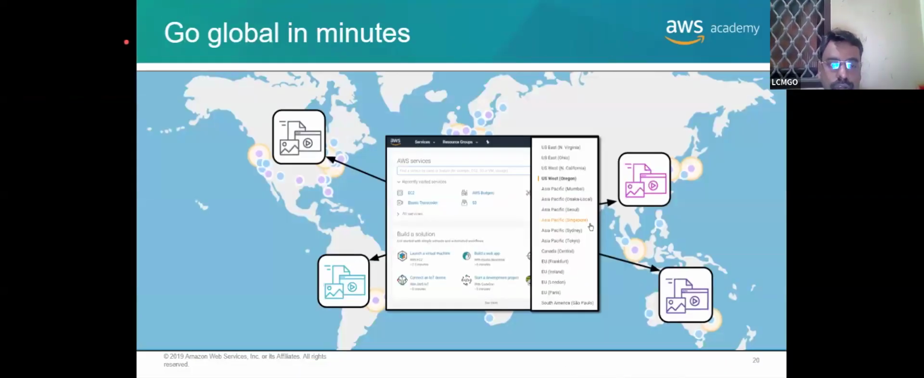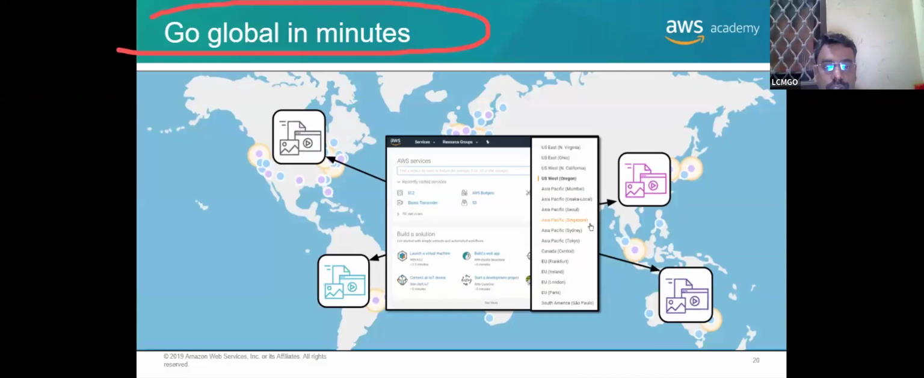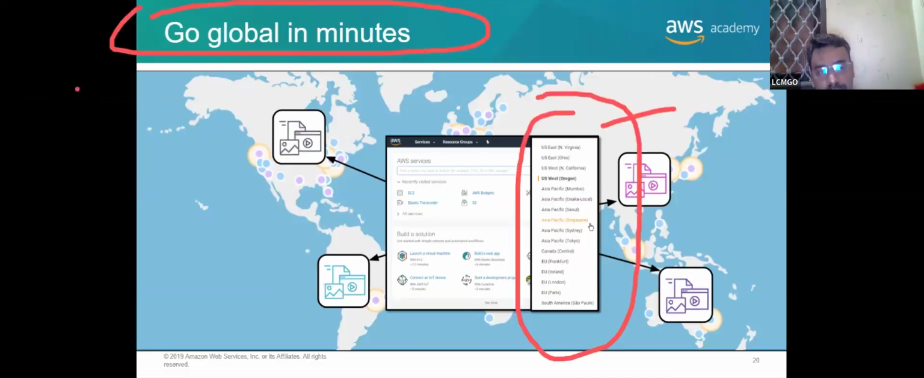Next, the sixth one. Go global in minutes. Amazon has a lot of regions all over the world. They have regions where you want to launch your application. You can launch it in that particular location.